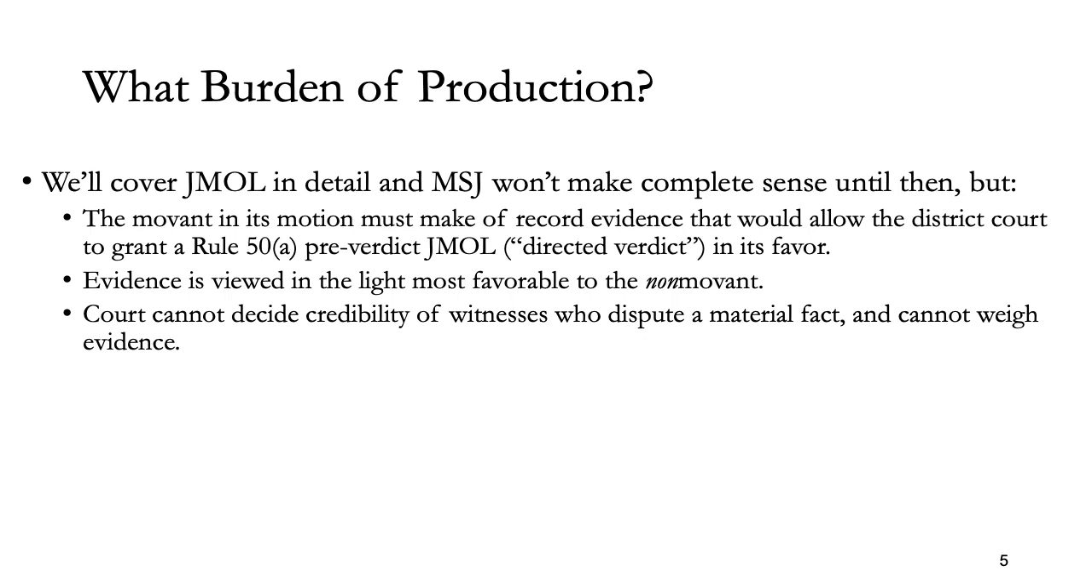These cases in this chapter are more about what does it mean to meet the burden of production for summary judgment rather than what does it mean that there is some or no evidence. So this won't make complete sense until we hit that. But the requirement of the motion is that the record evidence has to be such that the district court would grant a directed verdict. The evidence is viewed in the light most favorable to the non-movant. The court cannot decide the credibility of witnesses who dispute a material fact and cannot weigh the evidence. And I went into that some on the last thing.